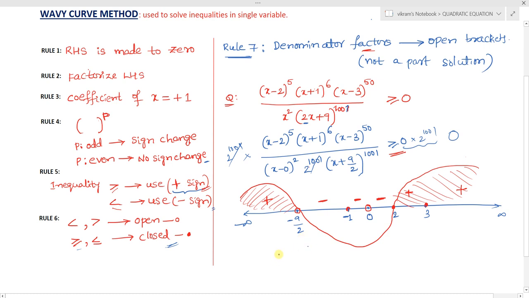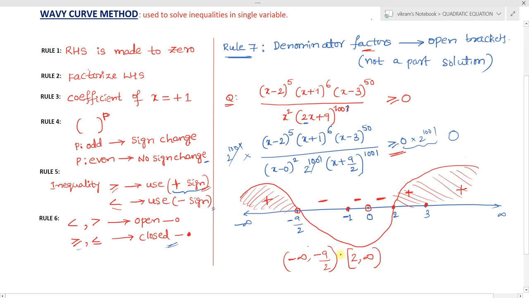Our required solution is, first, minus infinity to minus 9 by 2. Minus infinity is an open interval, and minus 9 by 2 is a denominator factor, so it is also an open bracket. Next one is 2 to infinity, where 2 is a closed bracket, and 3 is also included in 2 to infinity.